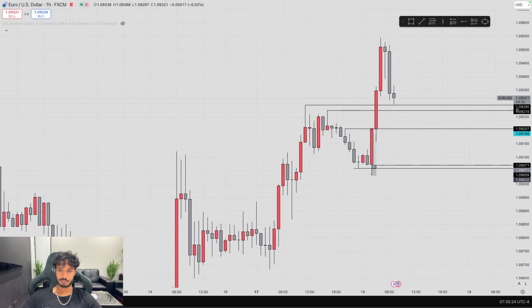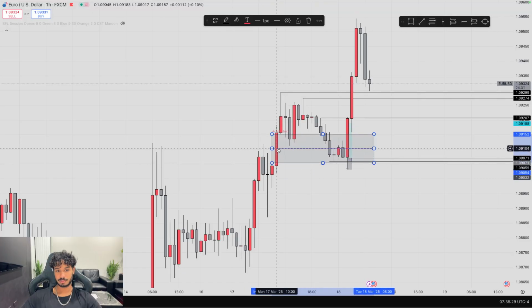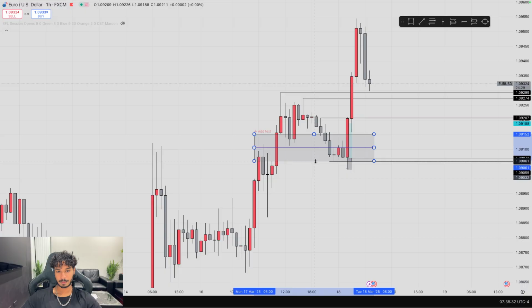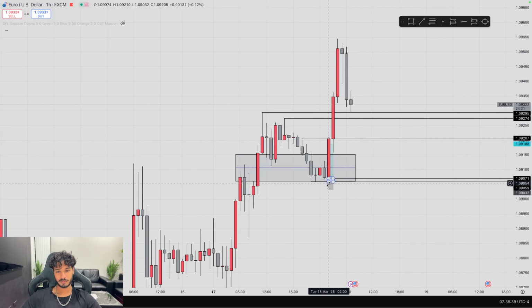Even this imbalance here is still being respected. I'll scale down to my 1 minute to show you properly, but if you just look here real quick, you can see that this imbalance is still getting respected. This is the start of the imbalance, and you see price wicked into it, and that's completely fine, but nobody has closed below the imbalance, meaning that we still hold bullish order flow. And price wants to continue going up, which it did.